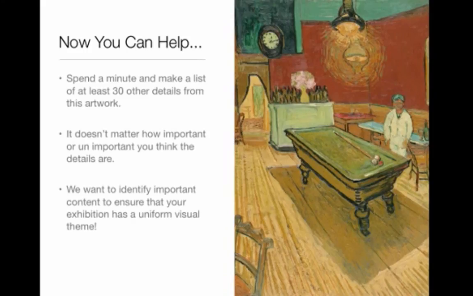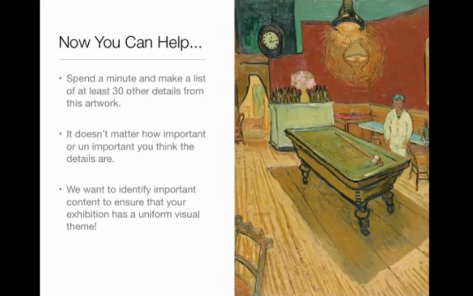So now it's your turn to help. You have a list of 30 observations that you completed prior to watching this video. You're going to use those 30 observations. It doesn't matter how important or unimportant you think those details are. And you're going to identify which observations belong to category A, which observations you believe are more like the observations in category B. Spend some time and label them A or B on your worksheet. Remember, the reason that we're doing this is we want to make sure that the visual content of the artwork is uniform for our exhibition.